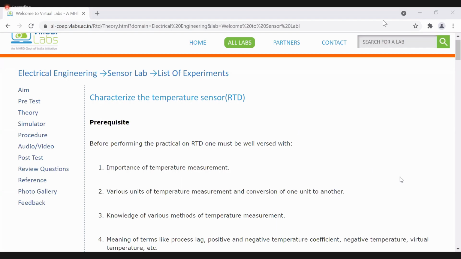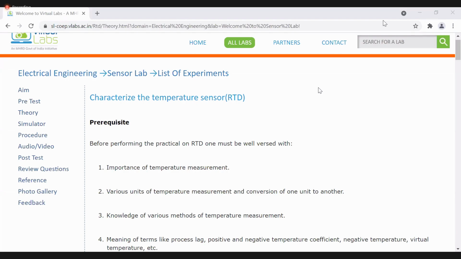Hello, sir. Yes, 19. What is your name? Sir, I am Nihal, sir. Very good, Nihal. So, have you studied this data? Yes, sir. I went through it once. Very good. What is the purpose of RTD?